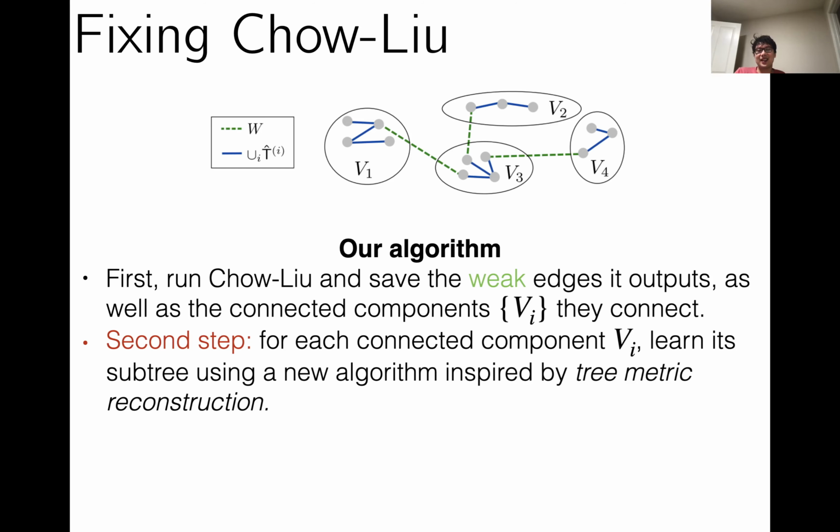To solve that, we come up with this new algorithm, inspired by tree metric reconstruction, which refits within each connected component and gets the fine details. Or maybe not the fine details, but the strong interactions of the graph correct. So it's like a two-scale algorithm.